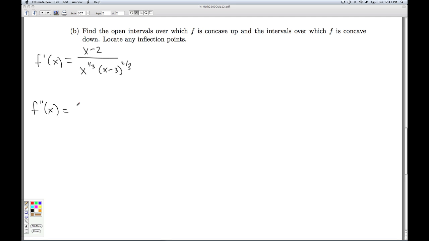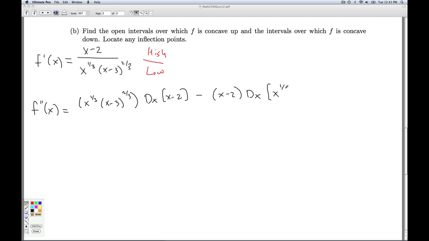So I can think of this as the low function, and this is the high function. So quotient rule says low d high minus high d low, all over, square the bottom, and away you go.